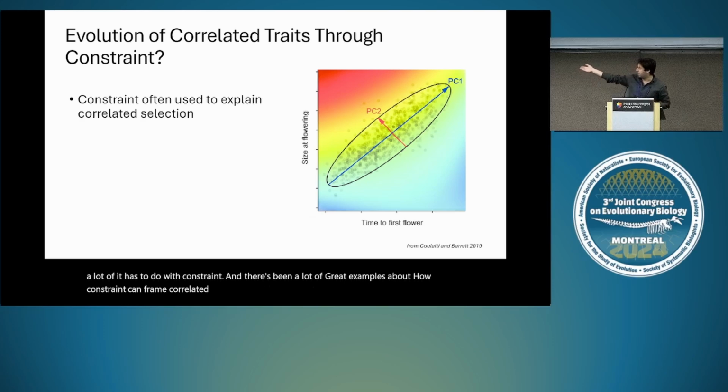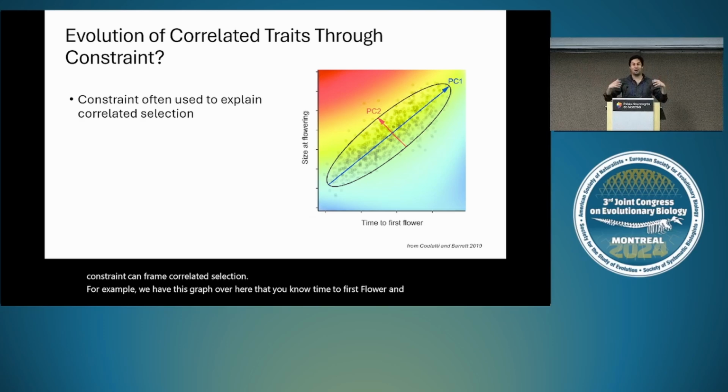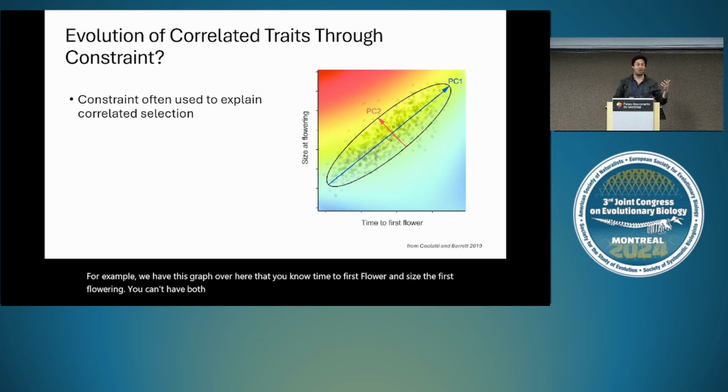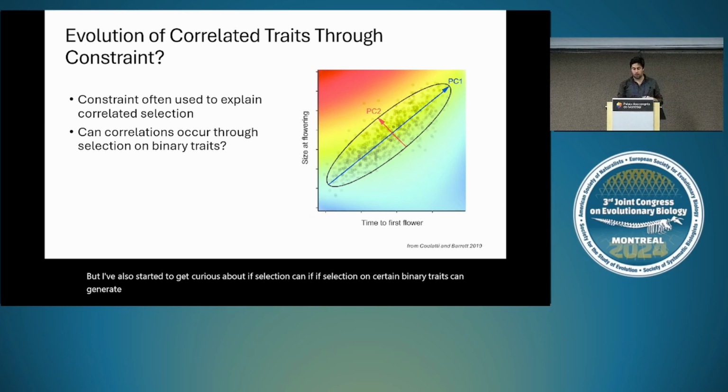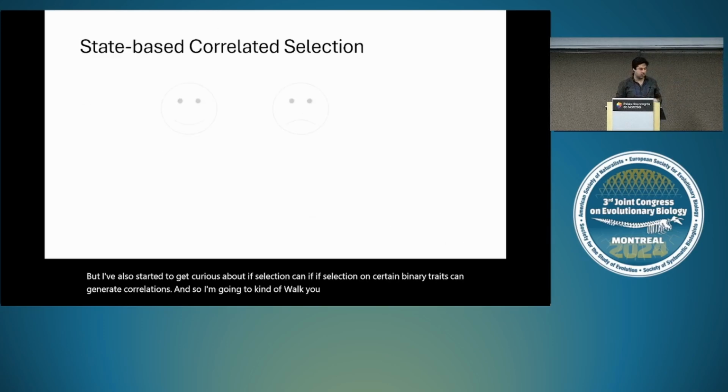For example, we have this graph over here of time to first flower and size at first flowering. You can't have both, right? You've got to necessarily have a trade-off between one and the other. But I've also started to get curious about whether selection on certain binary traits can generate correlations. And so I'm going to walk you through what that might look like.